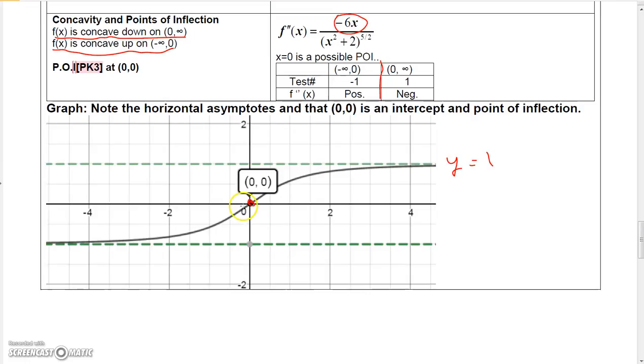So to graph this piece over here, I just draw the same piece over in the third quadrant, and see it's approaching y equals negative 1. Okay, so that's pretty much the graph of that one. And actually notice over here the function's increasing and concave up, and remember at (0, 0) we had a point of inflection where the concavity changed from concave up to concave down.